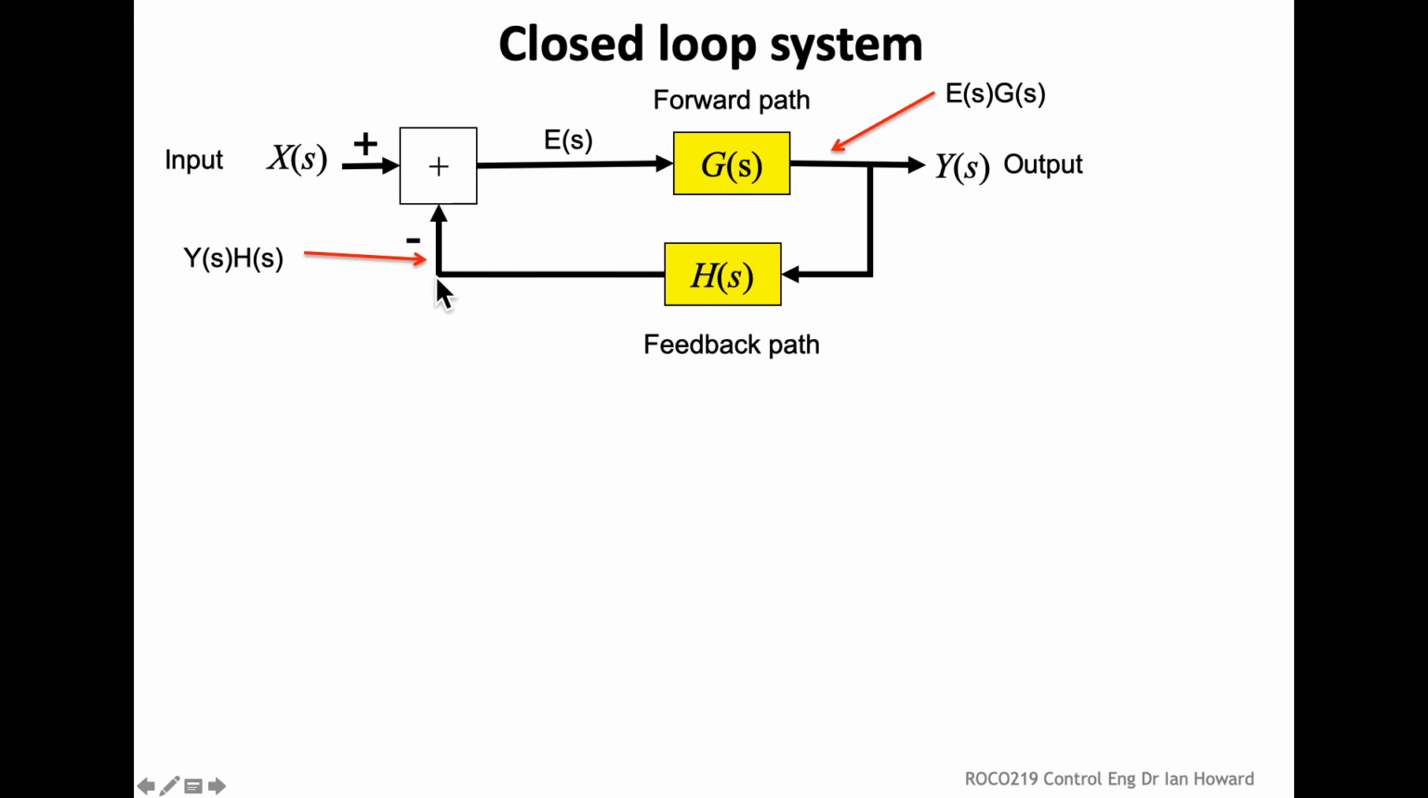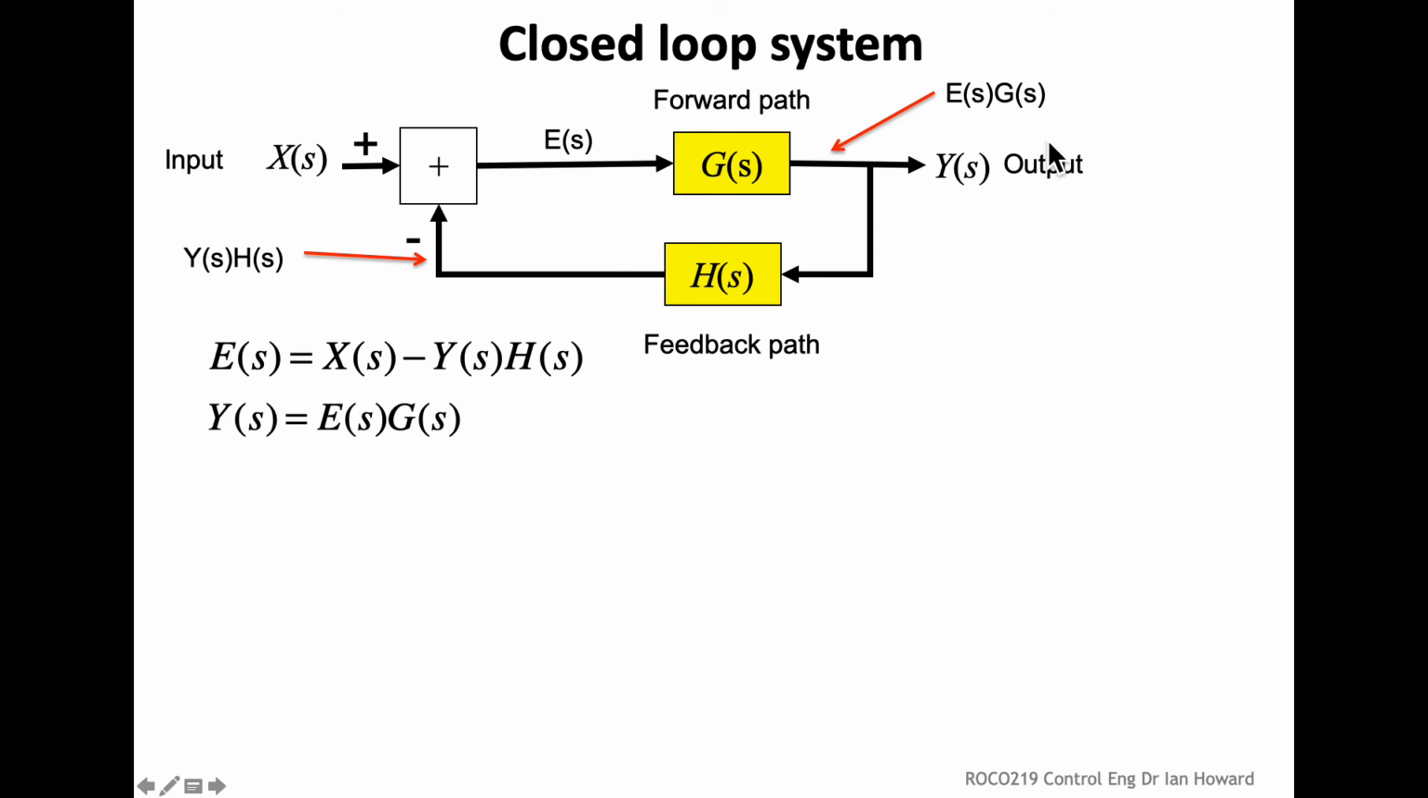Now we want to work out what's this signal here going into the subtraction, and we can see that what was going into this feedback path is Y of S. So Y of S multiplied by H of S gives us the value going in here. So immediately now we can say what E of S is, this bit here, because it's got to be X of S, take away this thing here. So X of S, take away Y of S, H of S.